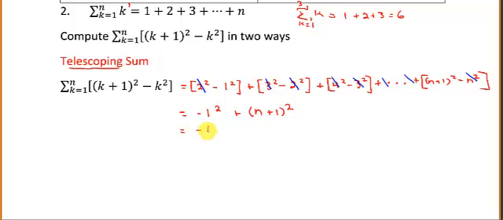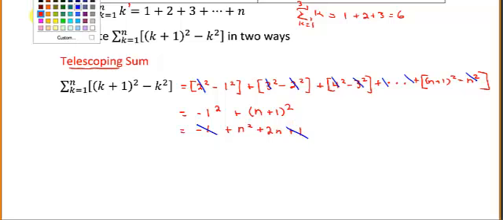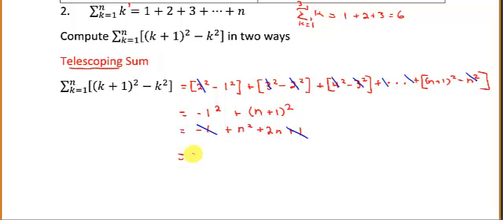This is negative 1 plus, if I multiply this out, I'll have n squared plus 2n plus 1, and notice now these 1's subtract off, and so I'm just left with n squared plus 2n. So that's what this sum is worth. So I calculated it one way using the fact that it was a telescoping sum.